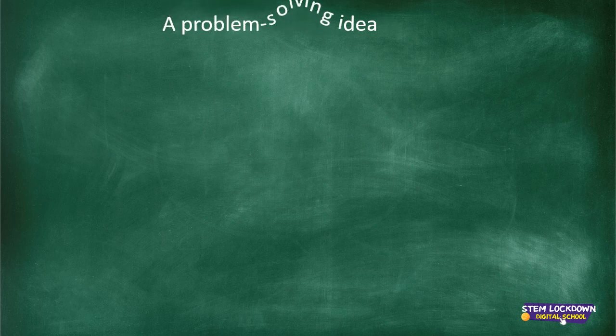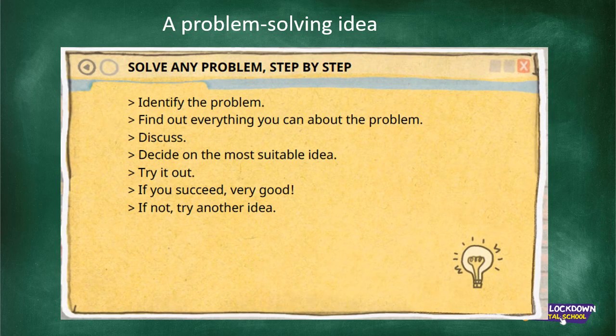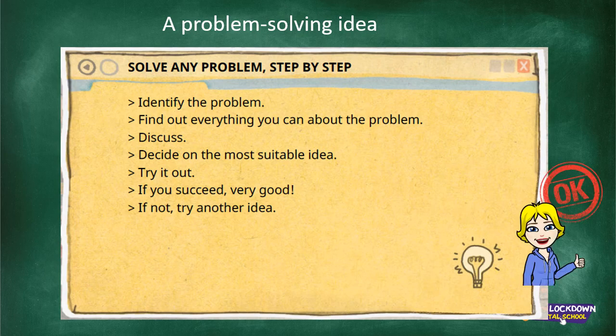I'm sure you're going to remember this chart from yesterday's problem-solving stories. It's got some steps on it. Let's just read them. Identify the problem. Find out everything you can about the problem. Discuss it. Decide on the most suitable idea. Try it out. If you succeed, very good. If not, try another idea. Got it? Okay.